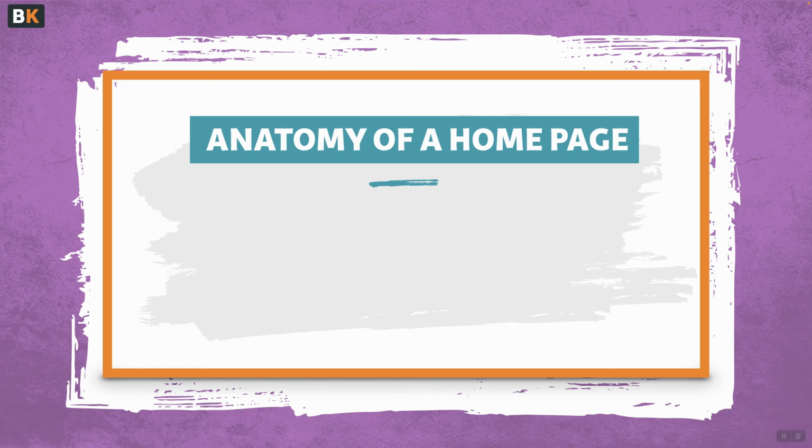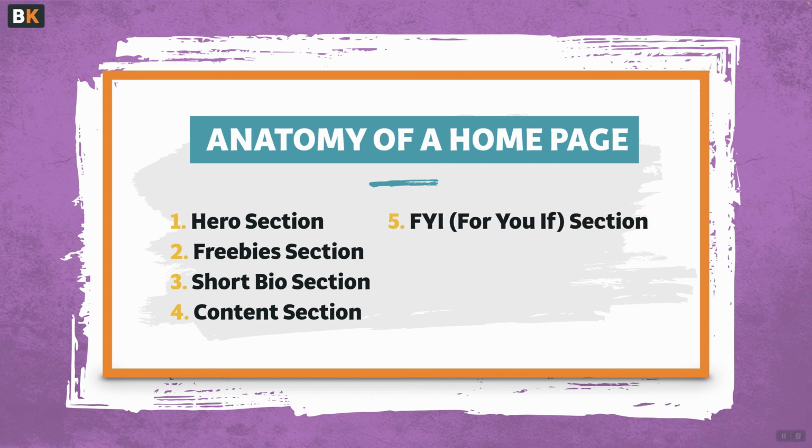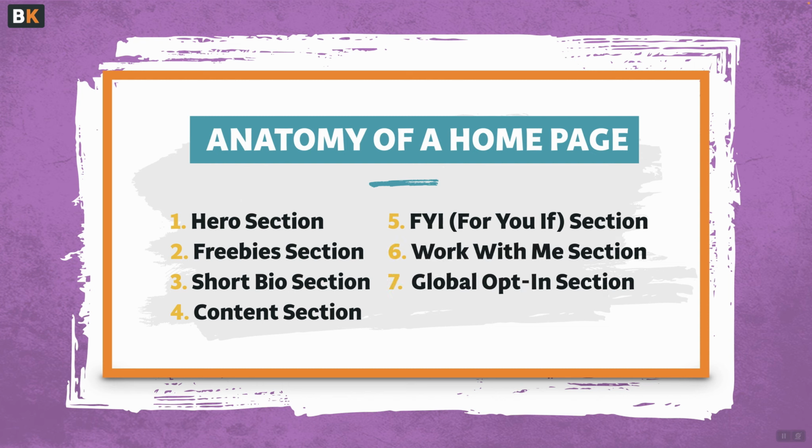So let's get started. We're going to talk about the anatomy of your homepage. First, you're going to have a hero section, and I'm going to list these in the order that they show up on your page, or that they should show up on your page. So first, your hero section, your freebies section, a short bio section, a content section, the FYI or "for you if" section, the work with me section, and a global opt-in section or a general opt-in section. And we're going to touch on each one of these here in this lesson.